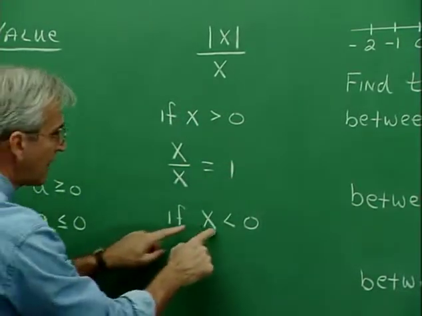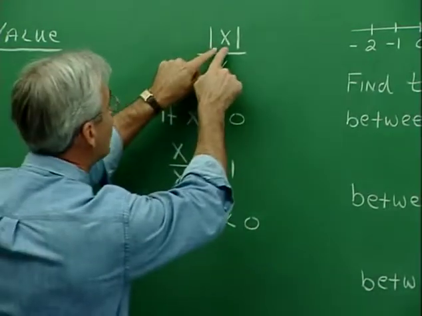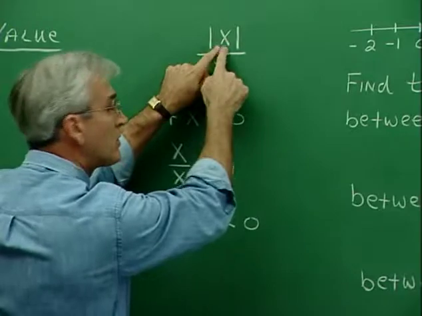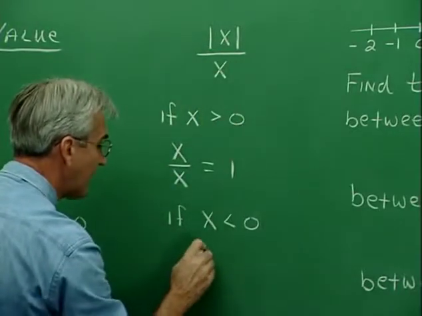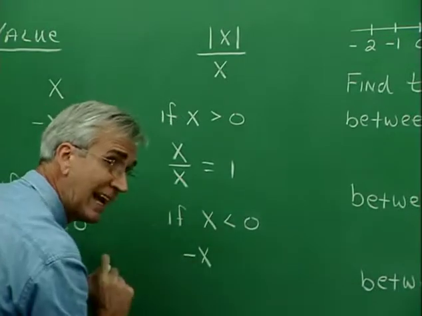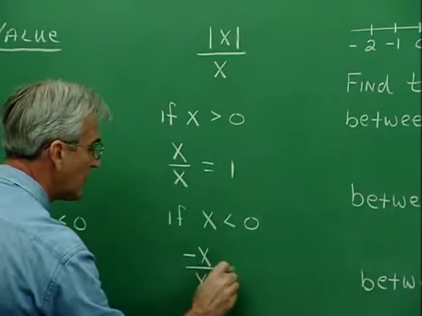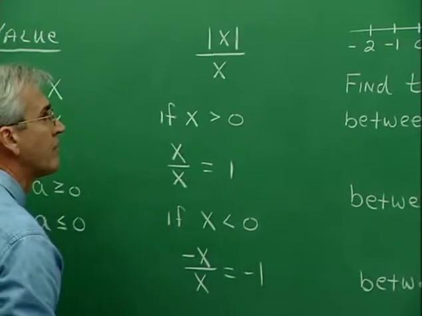On the other hand, if x is less than 0, if x is negative, you see, the absolute value of x then would be represented as the opposite of x. You see, this is a positive number when x is negative. All right, then in the denominator we have simply x. Reducing here, we get negative 1.